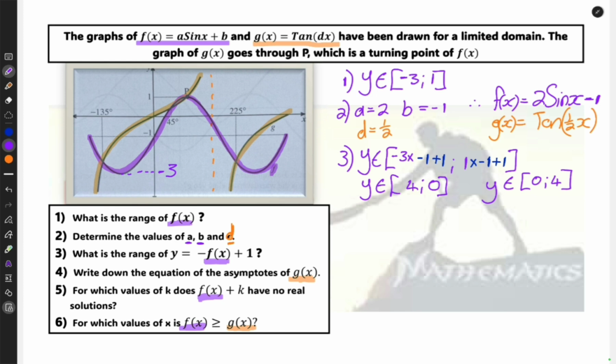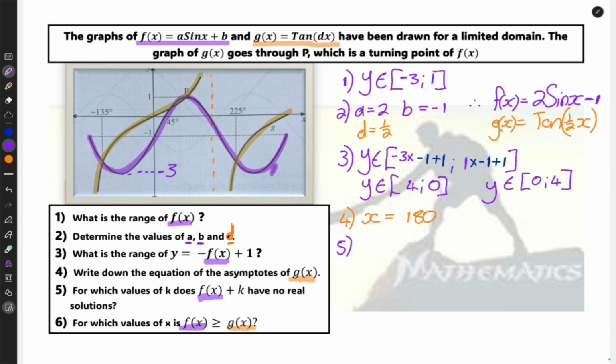Write down the equation of the asymptotes of gx. Now that is again with my tan graph, and I must now look at the formula. So the formula said it is tan of a half x. So that means everything is doubled. So the asymptote should have been at 90, but now it is doubled. So I can just tell them it is at x equals 180.